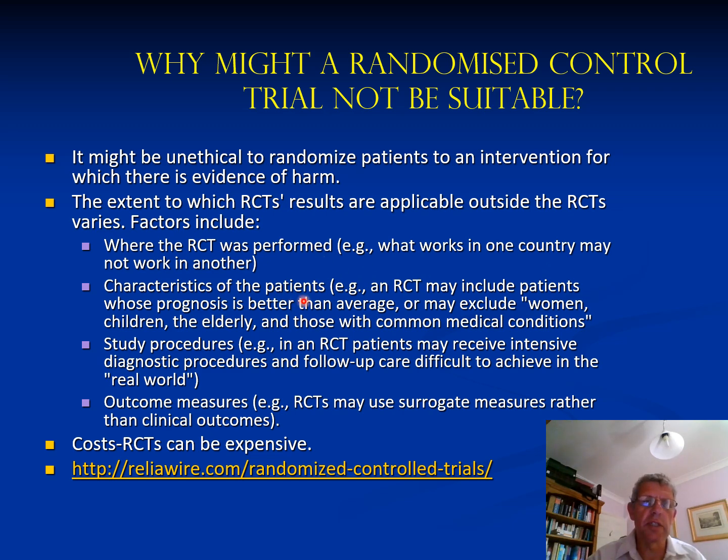Characteristics of the patients might be important. It may be that some types of people were excluded from the RCT. Outcome measures may be important. They might use biological markers rather than actual clinical outcomes. And of course, randomized control trials can be expensive. There are also other issues. For example, it's difficult to study outcomes far into the future.